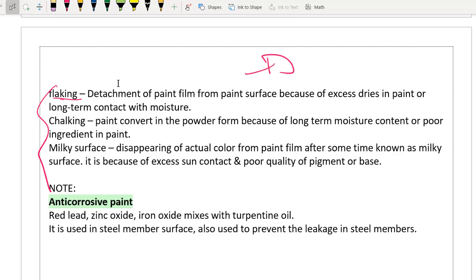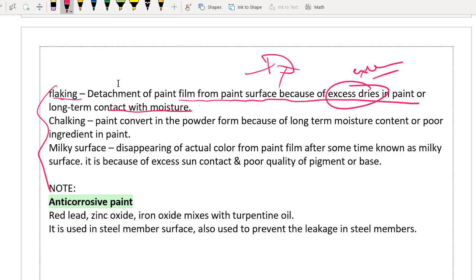The paint will come as flakes. Okay, detachment of paint film from the paint surface because of excess dryers in paint, we are calling it flaking. याद रख लेना. Why is flaking caused? Because of excess dryers. It can come. What is causing this flaking? Answer is dryers. Okay, next we have chalking. Chalking यानी powder form में बन जाता है.